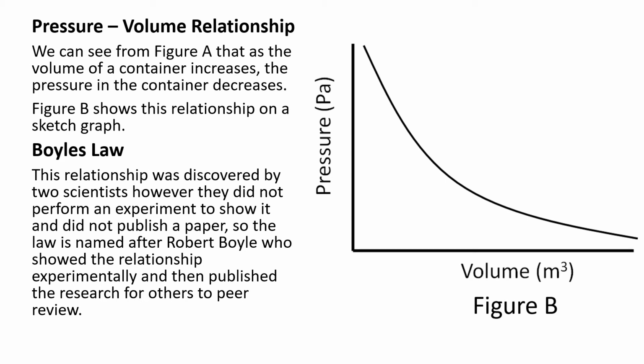This relationship was discovered by two scientists. However, they did not perform an experiment to show it and did not publish a paper. So the law is named after Robert Boyle, who showed the relationship experimentally and then published the results for others to peer review. It was known as Boyle's Law. As you can see from the graph, as we increase in volume, we decrease in pressure.